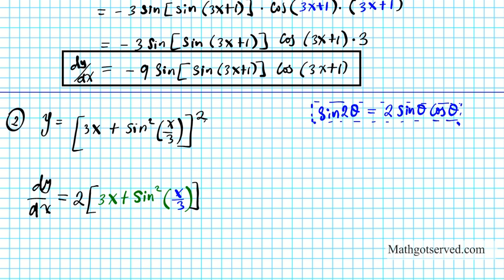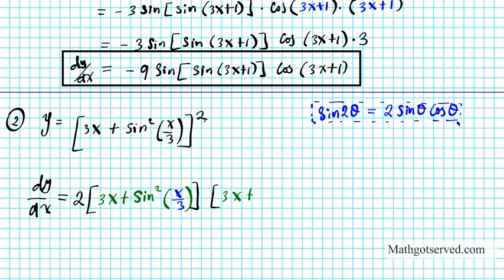So that's the differentiation of the outermost function times the derivative of the inner function, which is 3x plus sine square x over 3. Technically, there are 3 functions here, so we're going to be really careful with this piece right here. So let me just show that to you so it's obvious. Let me code it this way.